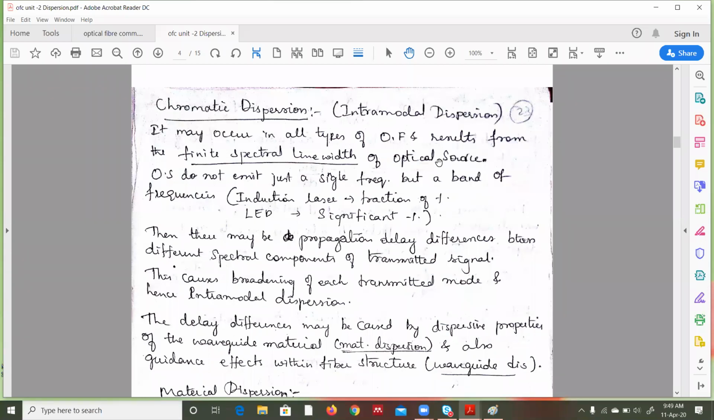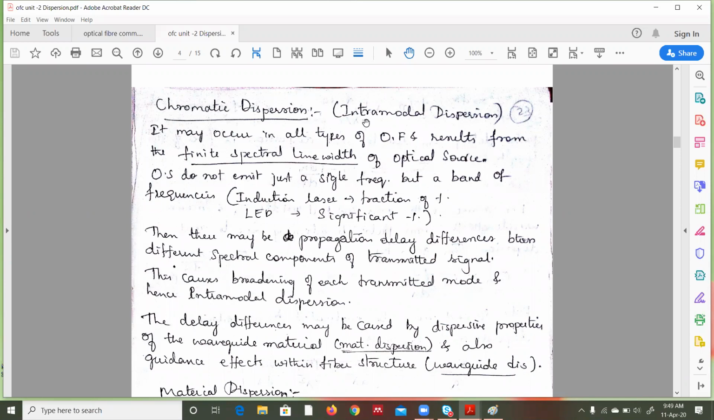But in comparison, intermodal dispersion is the dispersion caused between any two modes, or the dispersion caused by multiple modes. So one can make sure that intramodal dispersion happens within the mode, and intermodal dispersion is because of different modes or multiple modes. Okay.